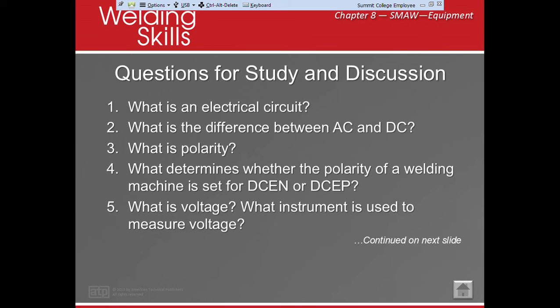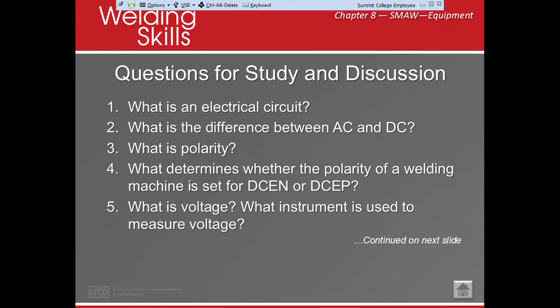What is polarity? Polarity is the positive or negative state of an object, and polarity determines the direction of current flow in a DC circuit. What determines whether the polarity of a welding machine is set for DCEN or DCEP? Well, it's where we are connecting in the front, the terminals, the positive or the negative, how we have connected it.